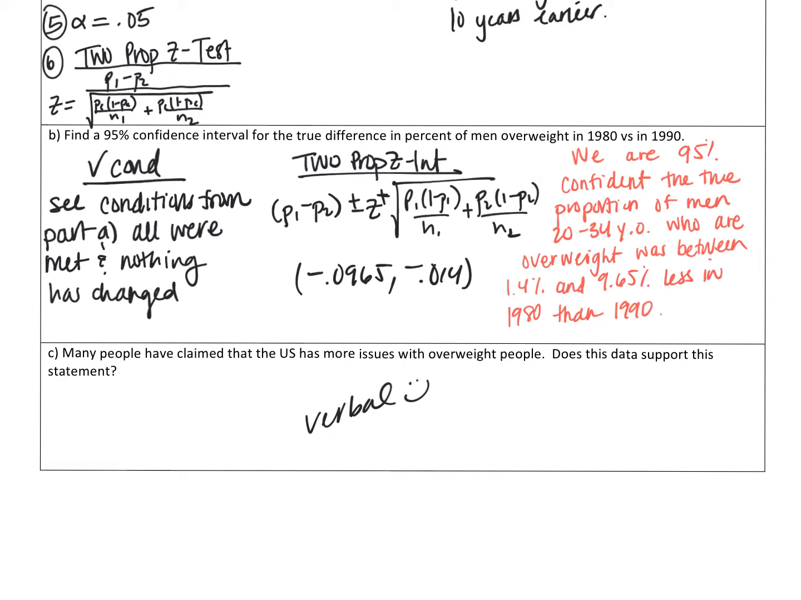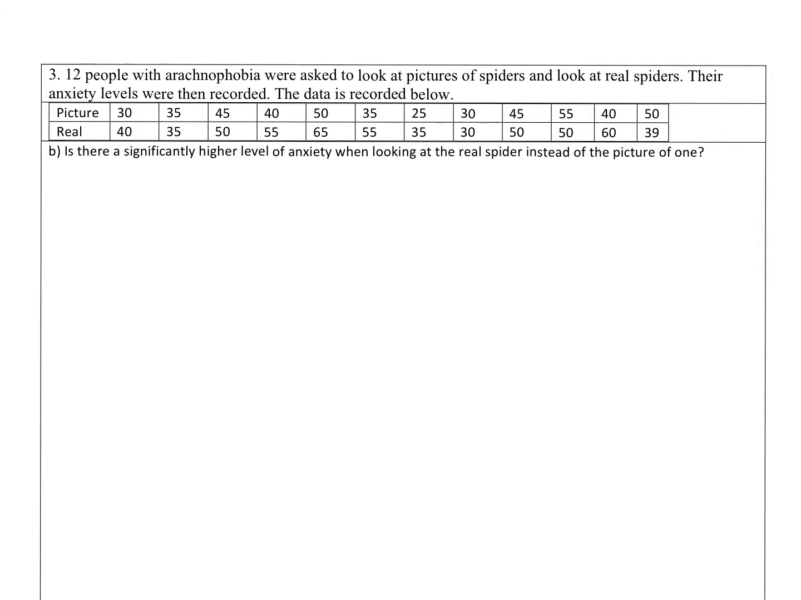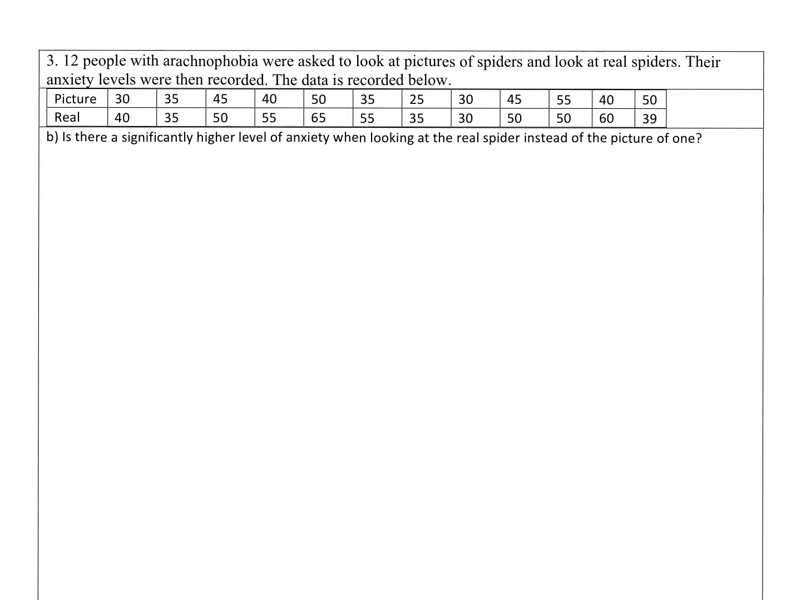One more test. Okay, so let's move on to the next one. 12 people with arachnophobia were asked to look at pictures of spiders and then look at real spiders. Their anxiety levels were recorded. The data is recorded below. So this is definitely numeric. There's two samples and they're paired in a meaningful way because this is the same person. So this is definitely going to be a paired t-test, okay?